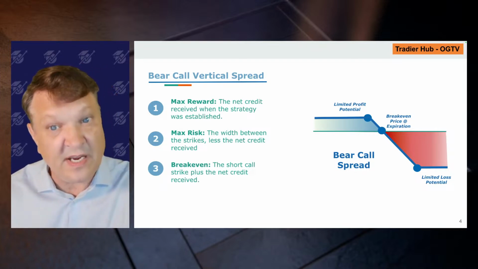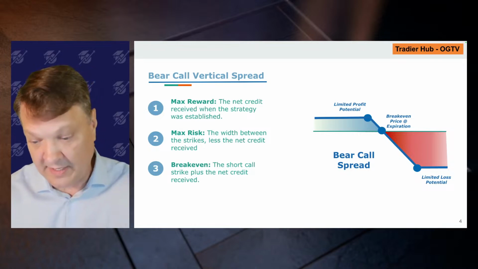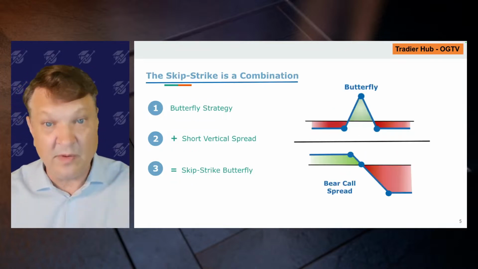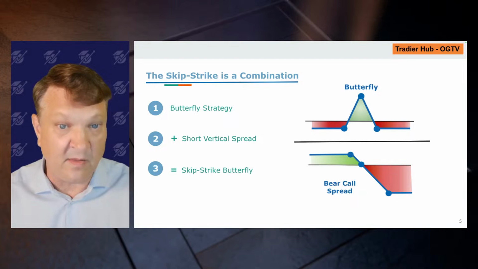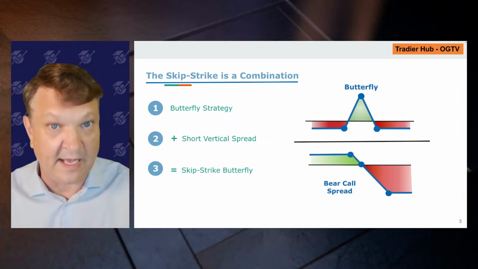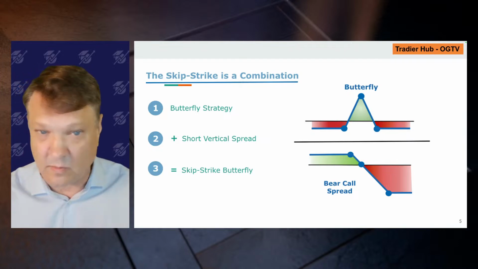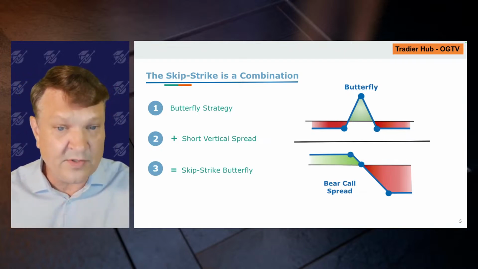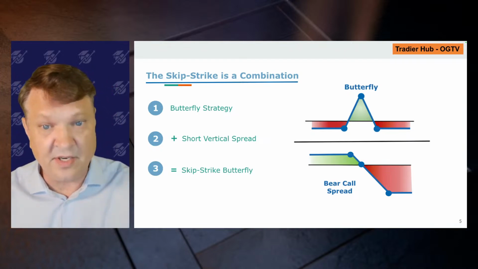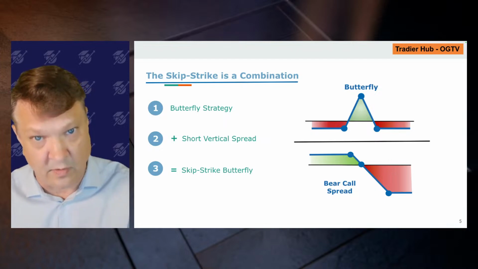All right, so let's take that spread and buy a butterfly, and that's what we're going to look to do here. So it's a combination of the two, and a lot of people think of a skip strike butterfly as an alternative to a butterfly. And I say, no. It's an alternative to a short spread. It's an alternative to a short vertical spread.